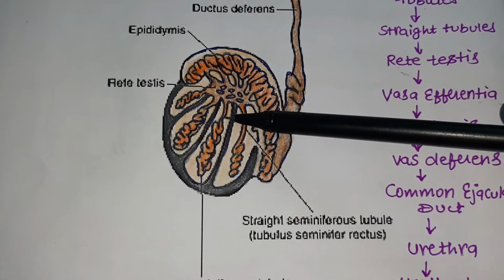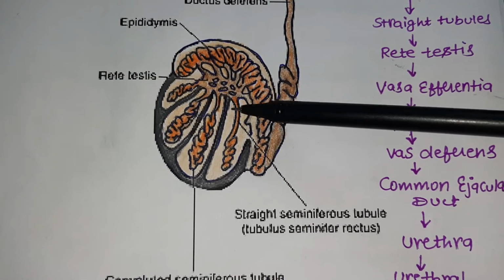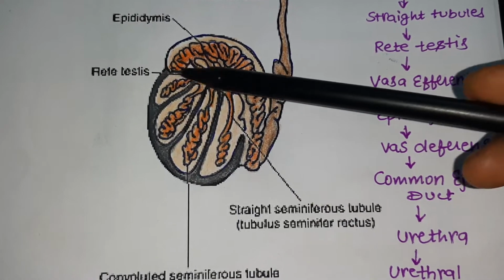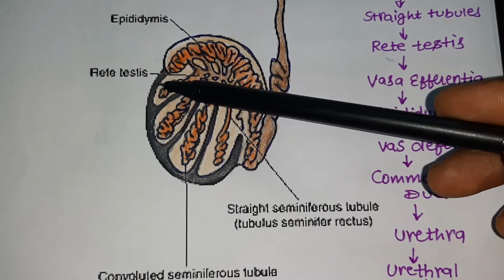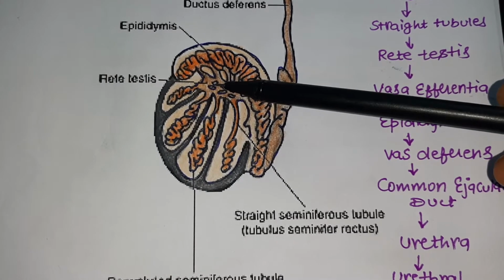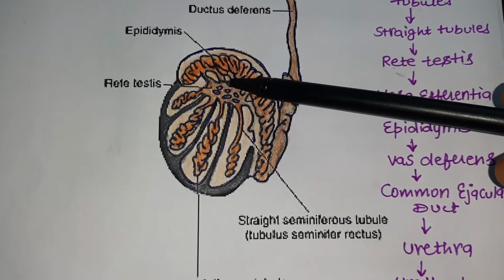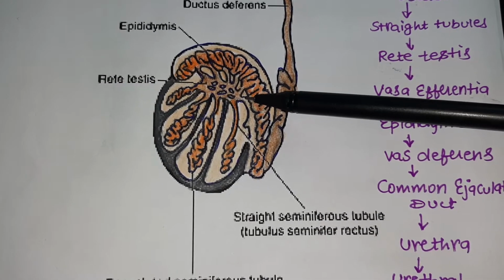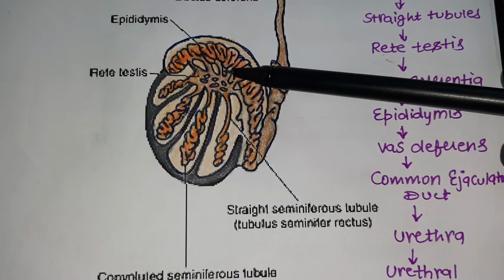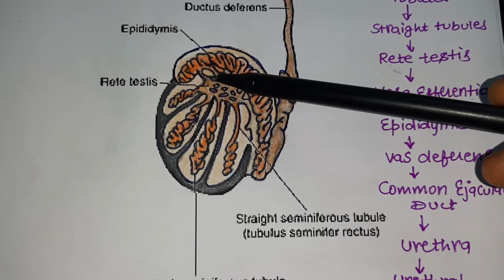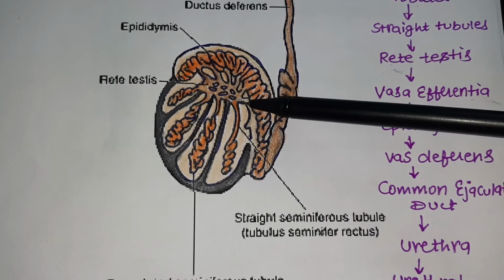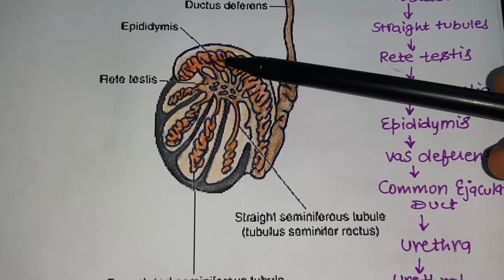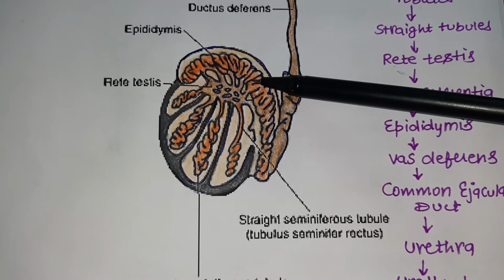Then these several straight seminiferous tubules open together into a common passage, which we call rete testis. And here you can see further the rete testis opens into the ducts, which we call vasa efferentia. These are the ducts, and then these vasa efferentia open into a coiled tube, which we call epididymis.